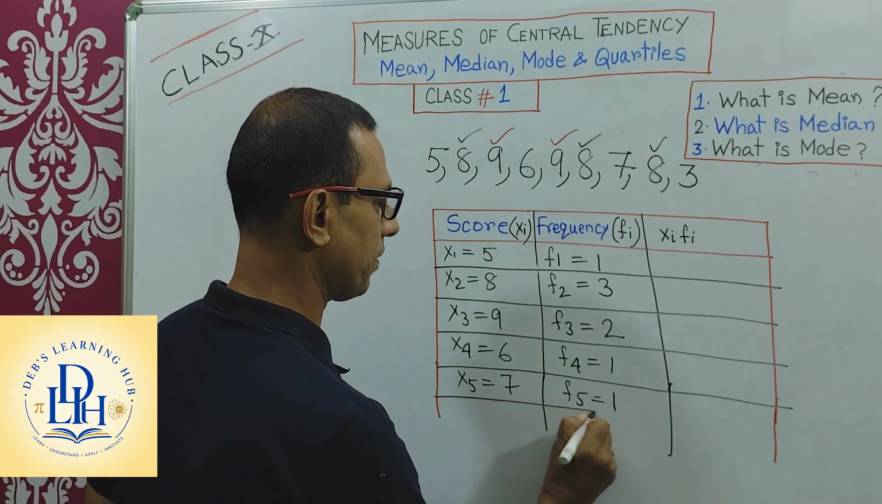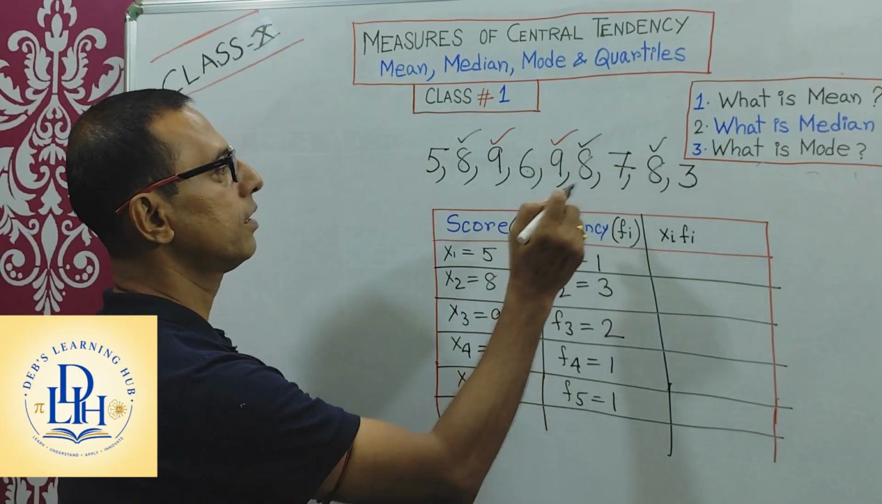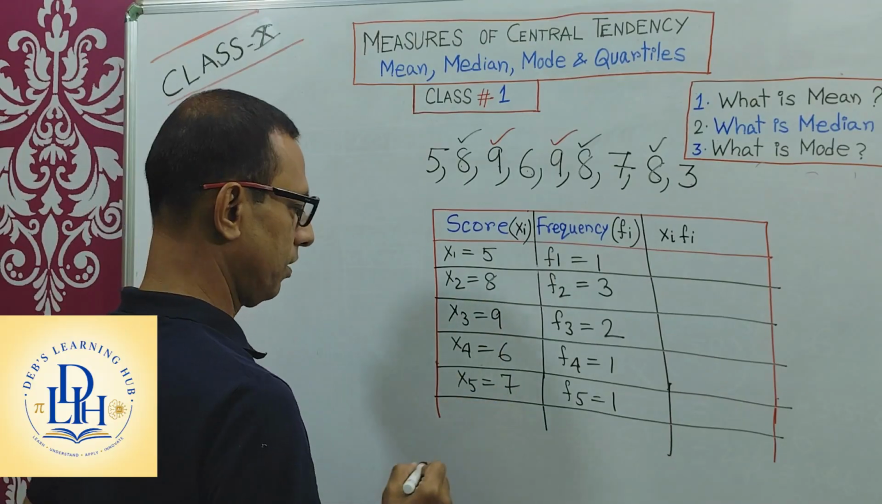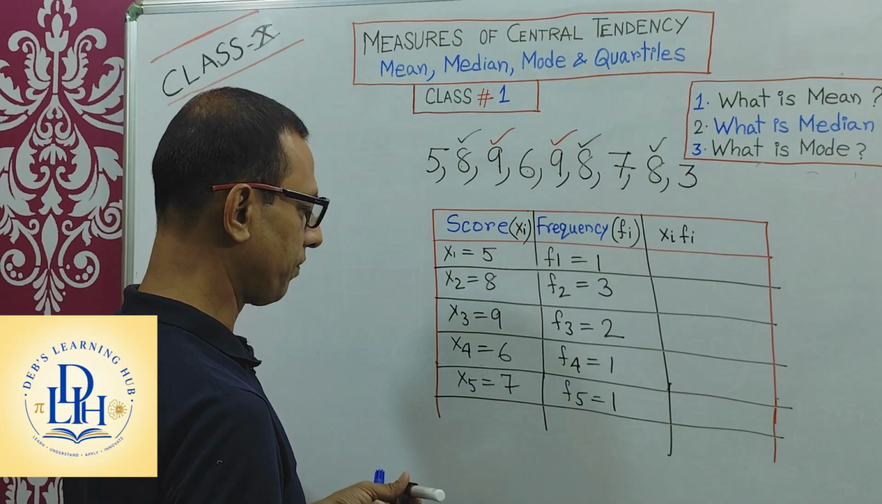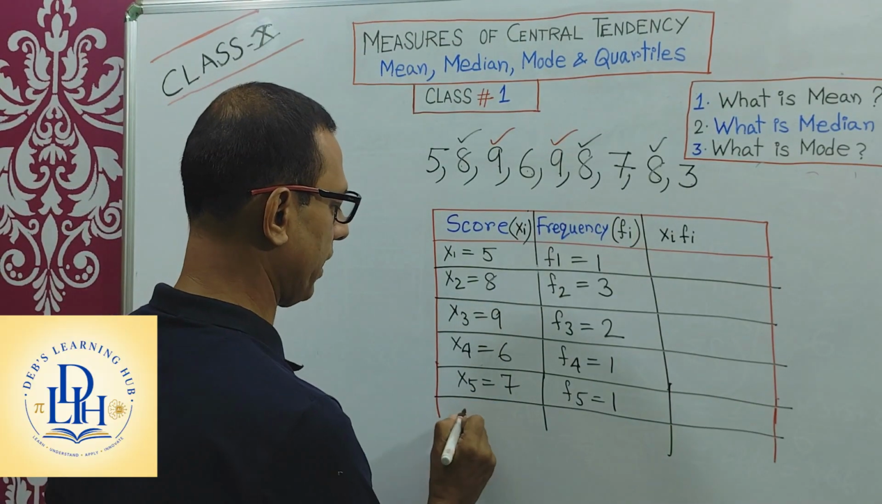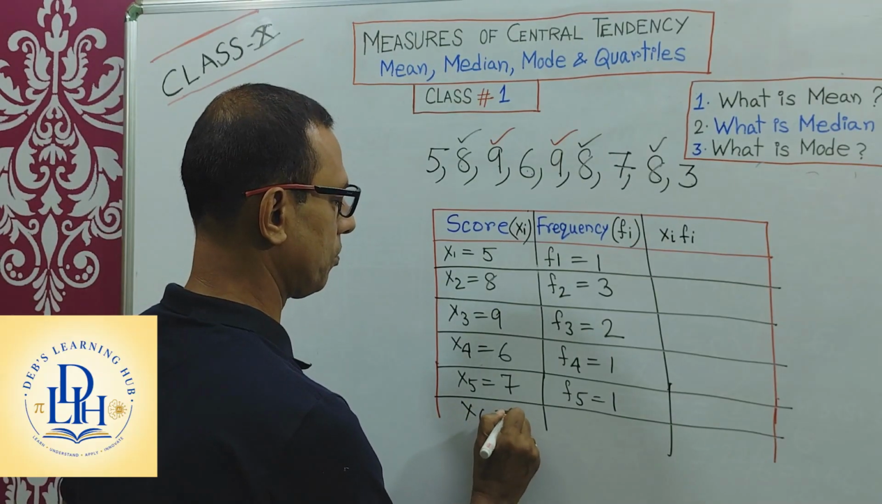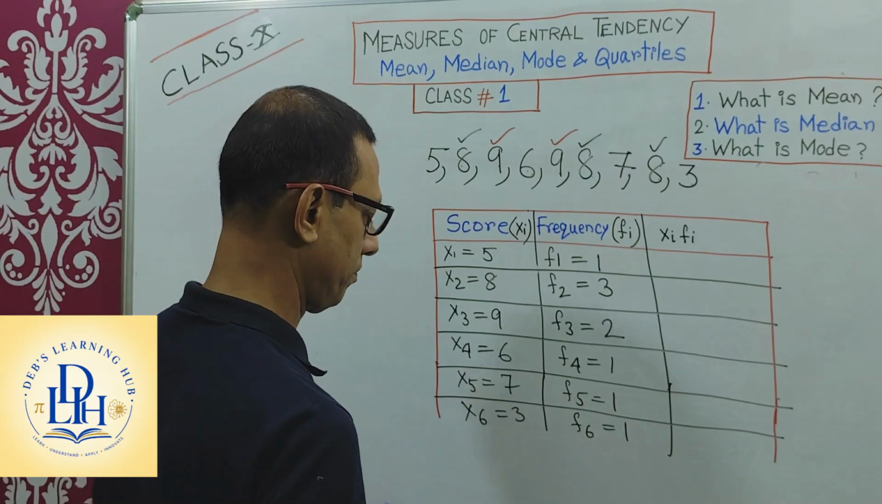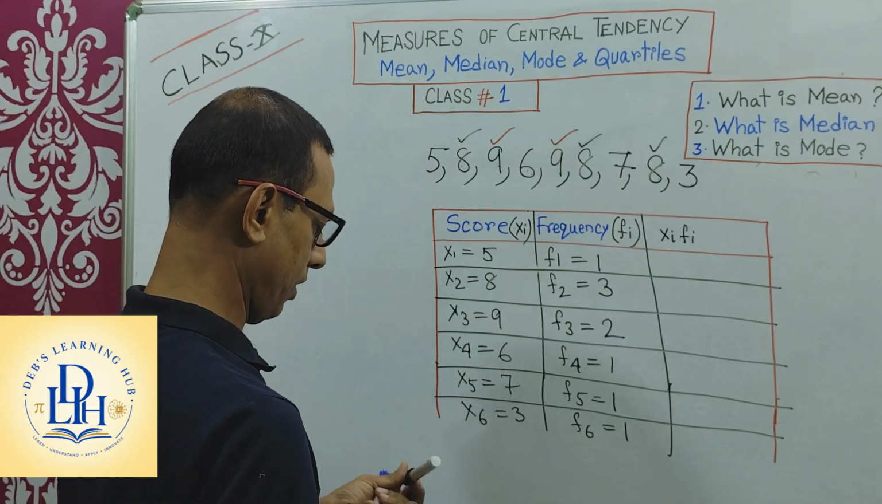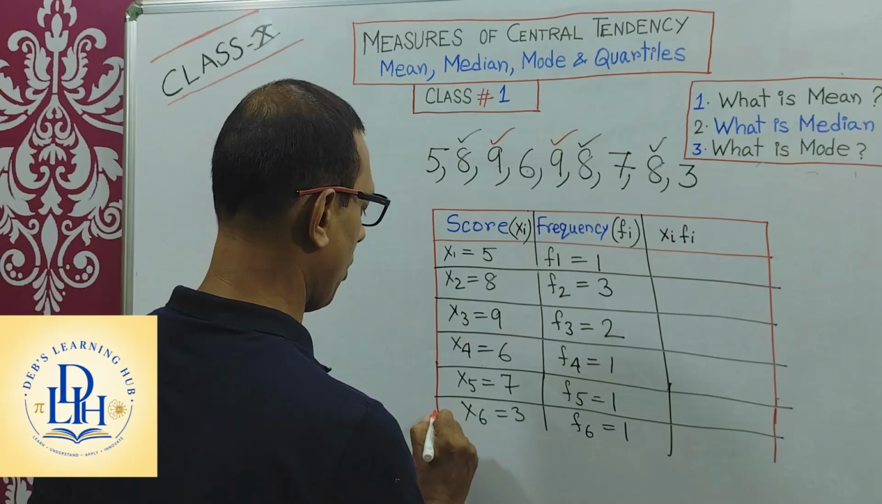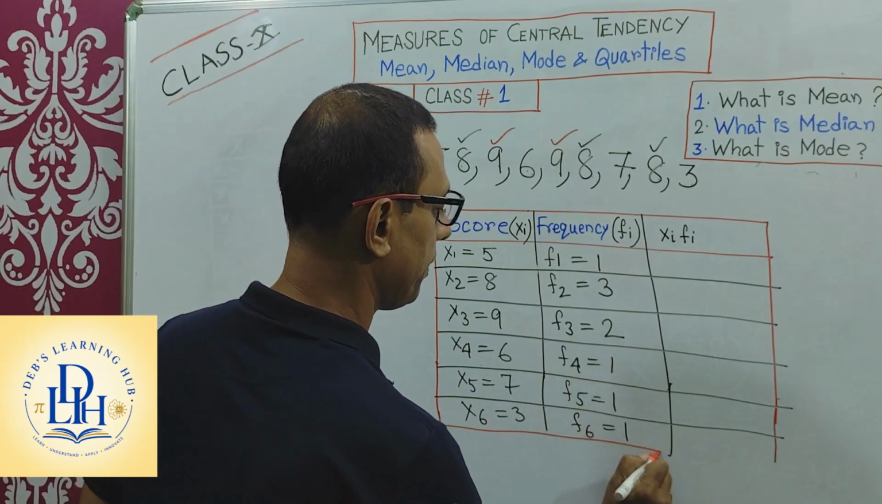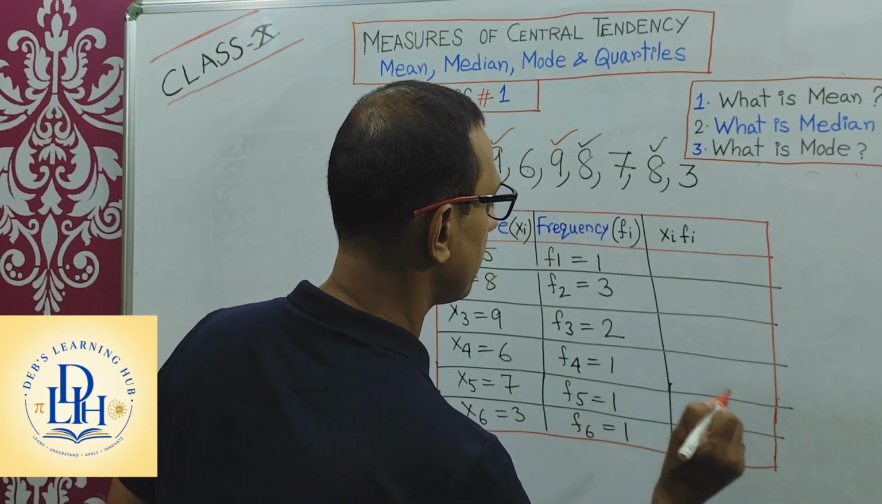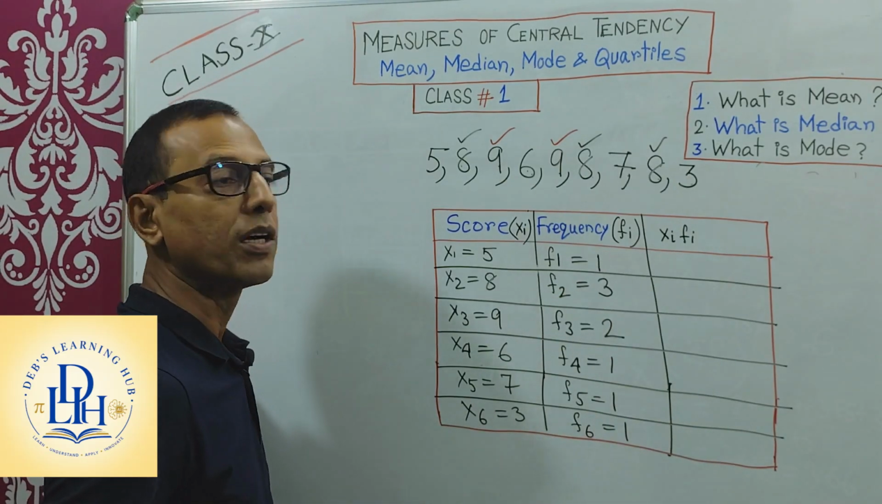And then the next observation, that is 3. 3, how many times do you have? Just once. So x6 equals 3, and the frequency f6 is 1. Okay, so this is how your given data set is depicted in tabular form.